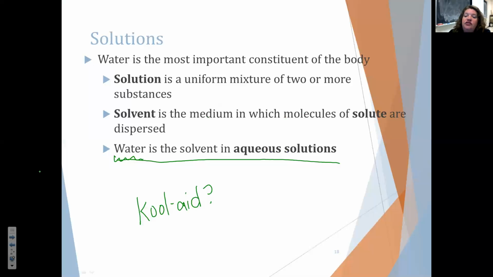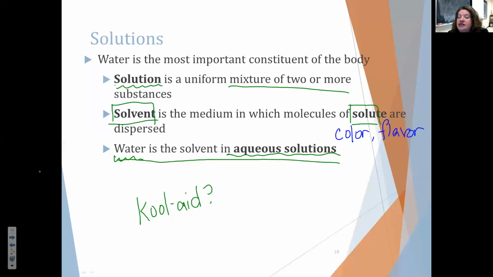And so Kool-Aid is a solution. It's going to be a mixture of two or more substances. It's an aqueous solution because water is what we're adding. And so the two parts that we're mixing together to make a solution are the solute and the solvent. In our Kool-Aid example, the color and flavor molecules from the packet and the sugar molecules that you add, those are all the solutes. Then you dissolve it in the water. The solvent is what does the dissolving. The solute is what's being dissolved.